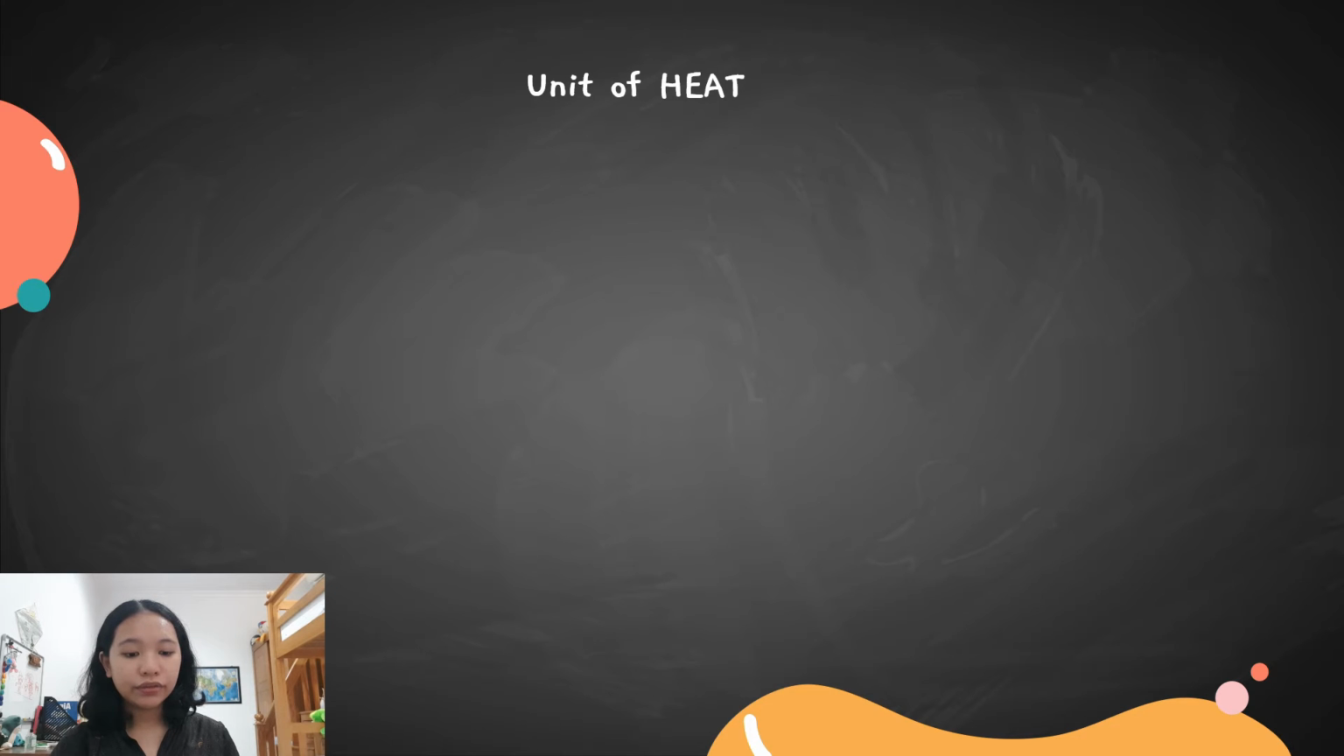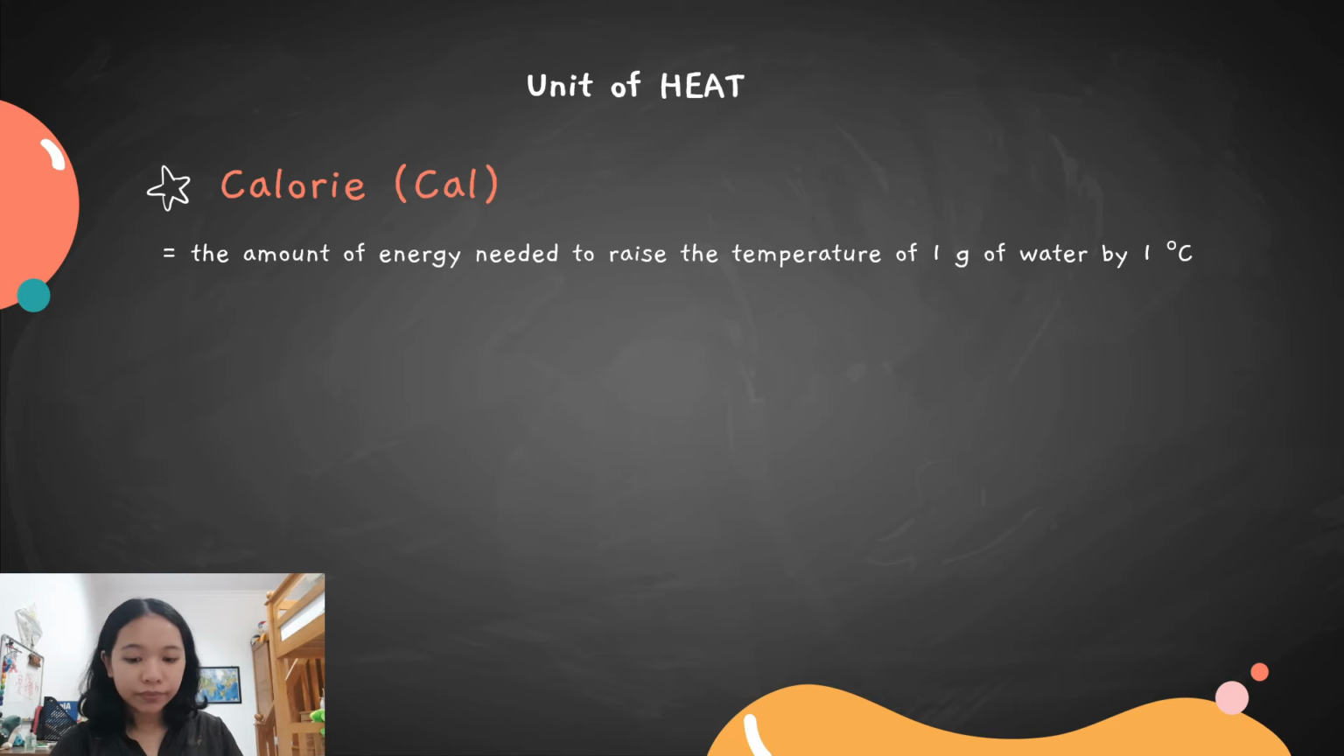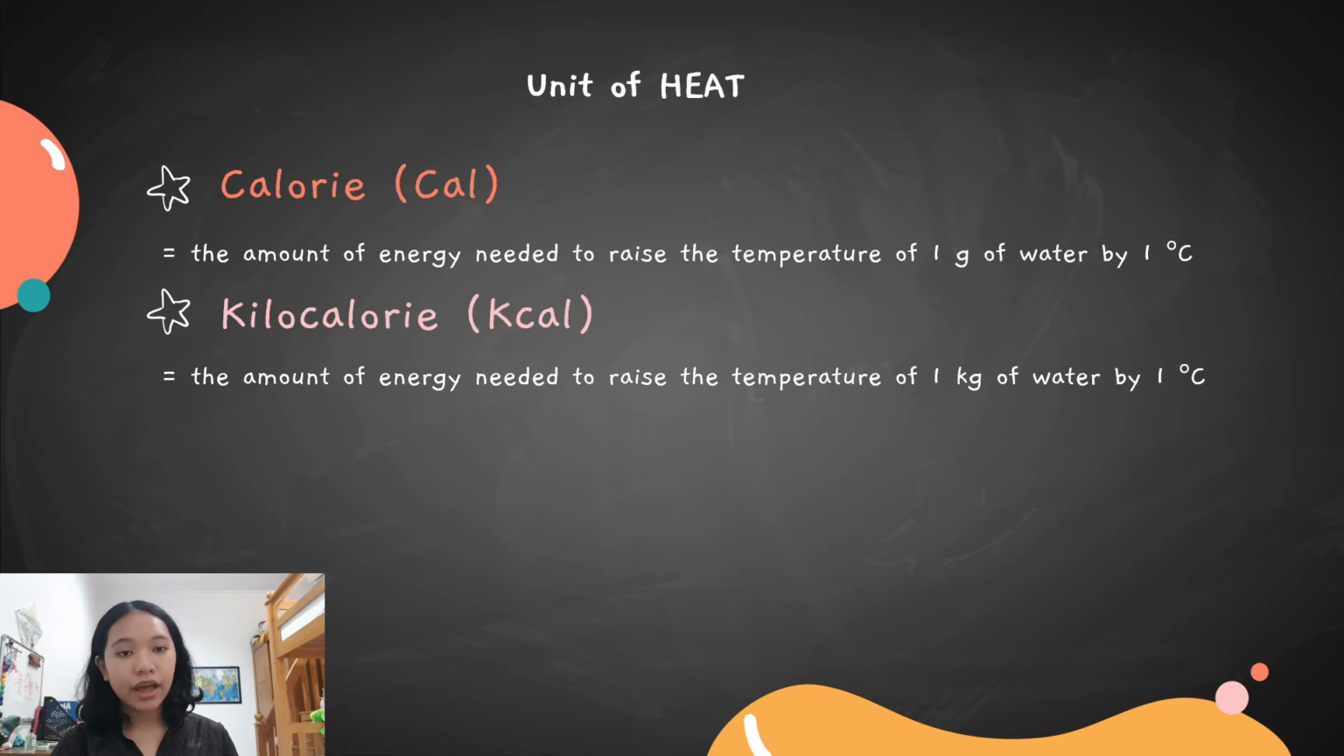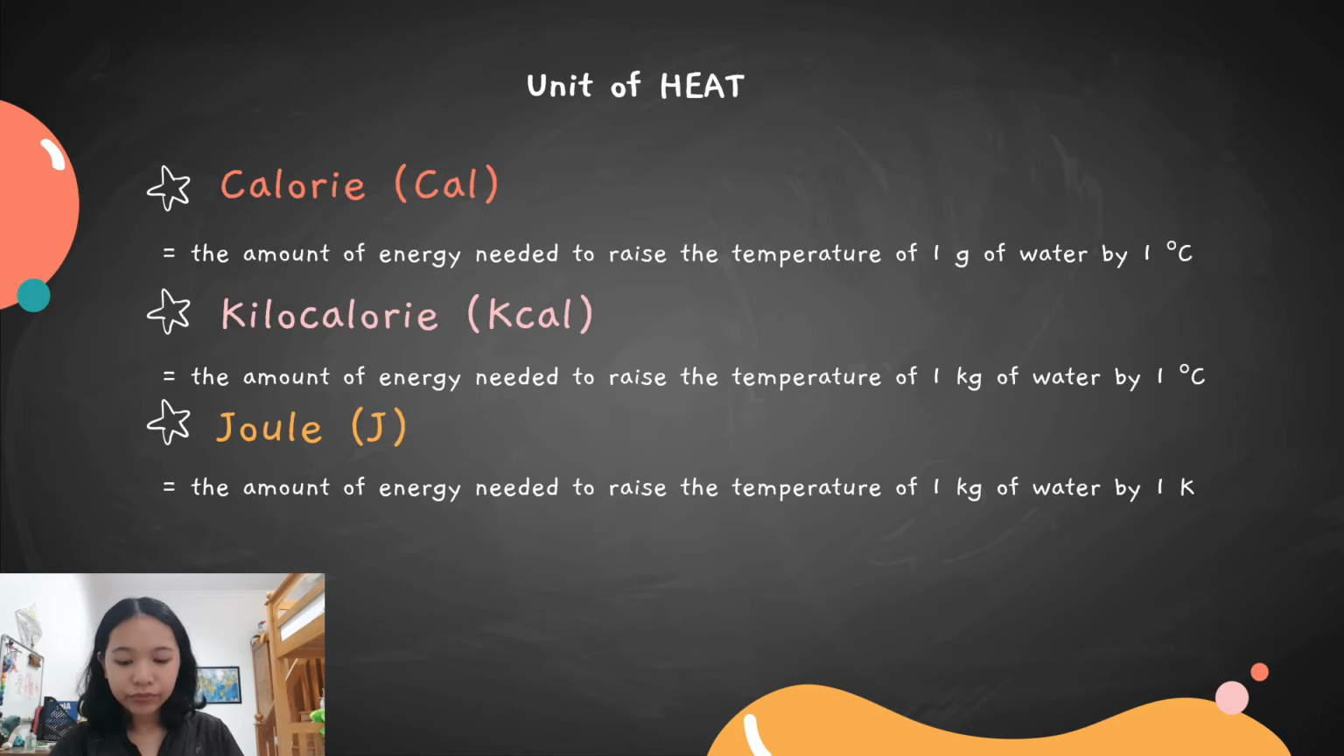There are units of heat that we're going to be using in our topics. First, we have calorie. It is the amount of energy needed to raise the temperature of 1 gram of water by 1 degree Celsius. Next, we have kilocalorie. It is the amount of energy needed to raise the temperature of 1 kilogram of water by 1 degree Celsius.